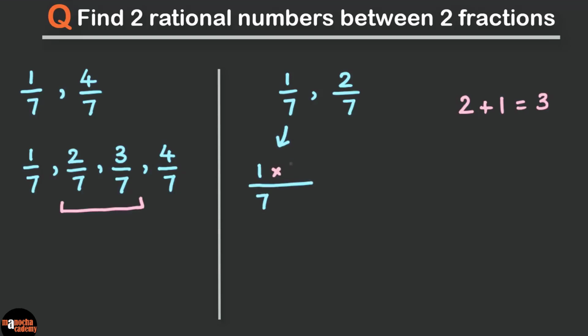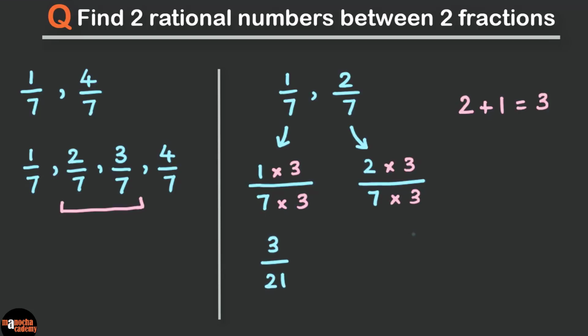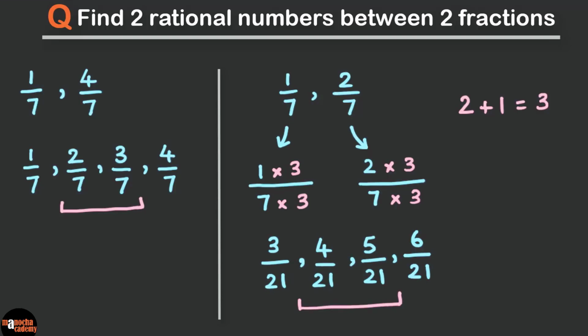Multiplying the numerator and denominator of the two fractions by 3, we get 3 by 21 and 6 by 21. Again, the denominators are the same. But can you see that we've got a gap in the numerator? So the two fractions we can insert are 4 by 21 and 5 by 21.